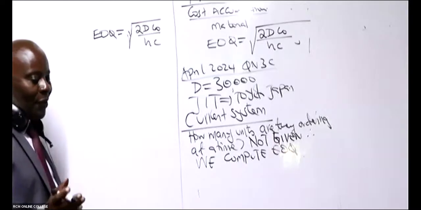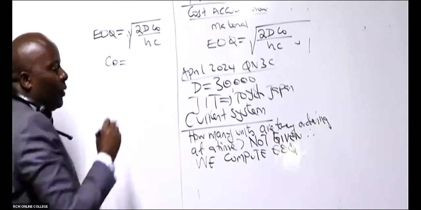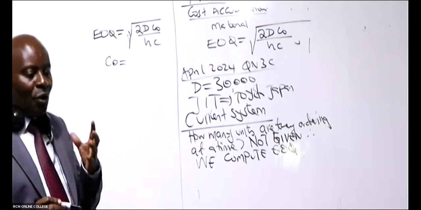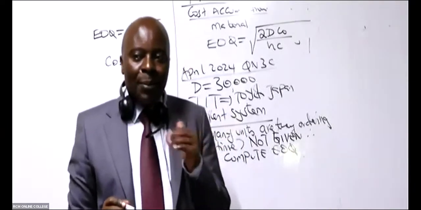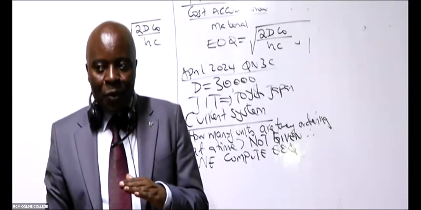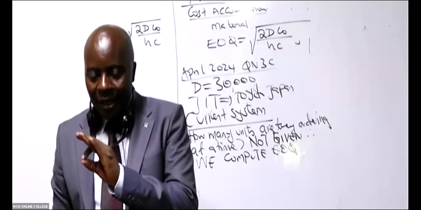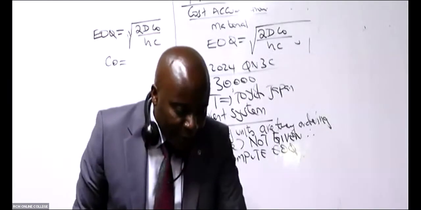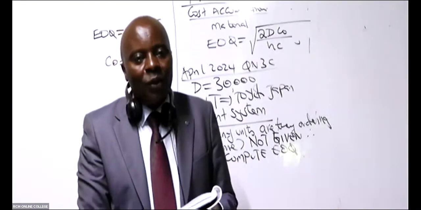So I don't have a problem with CO. CO is cost per order. If this is your very first class, CO stands for cost per order. For the current system, has this been given? What is the cost of ordering? It is 80,000. There is nothing we are multiplying, isn't it?